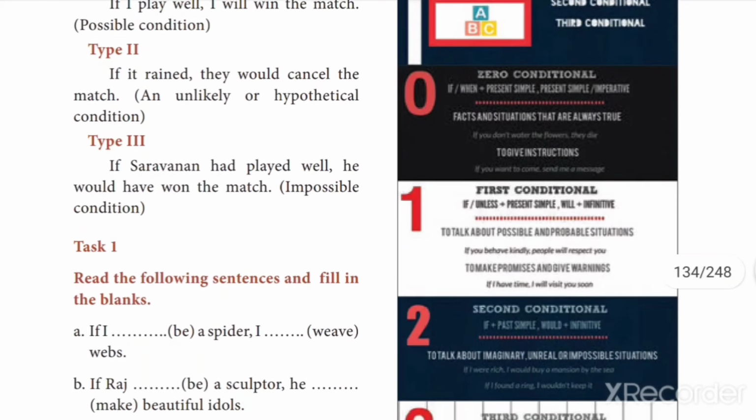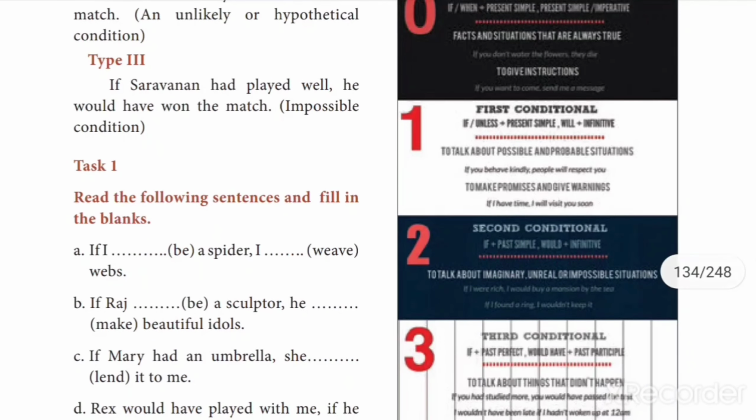And coming down to first conditional, the combination is if or unless followed by present simple and will plus infinitive. This is used to talk about possible and probable situations. The example is, if you behave kindly, people will respect you. And similarly, to make promises and give warnings. The example is, if I have time, I will visit you soon.